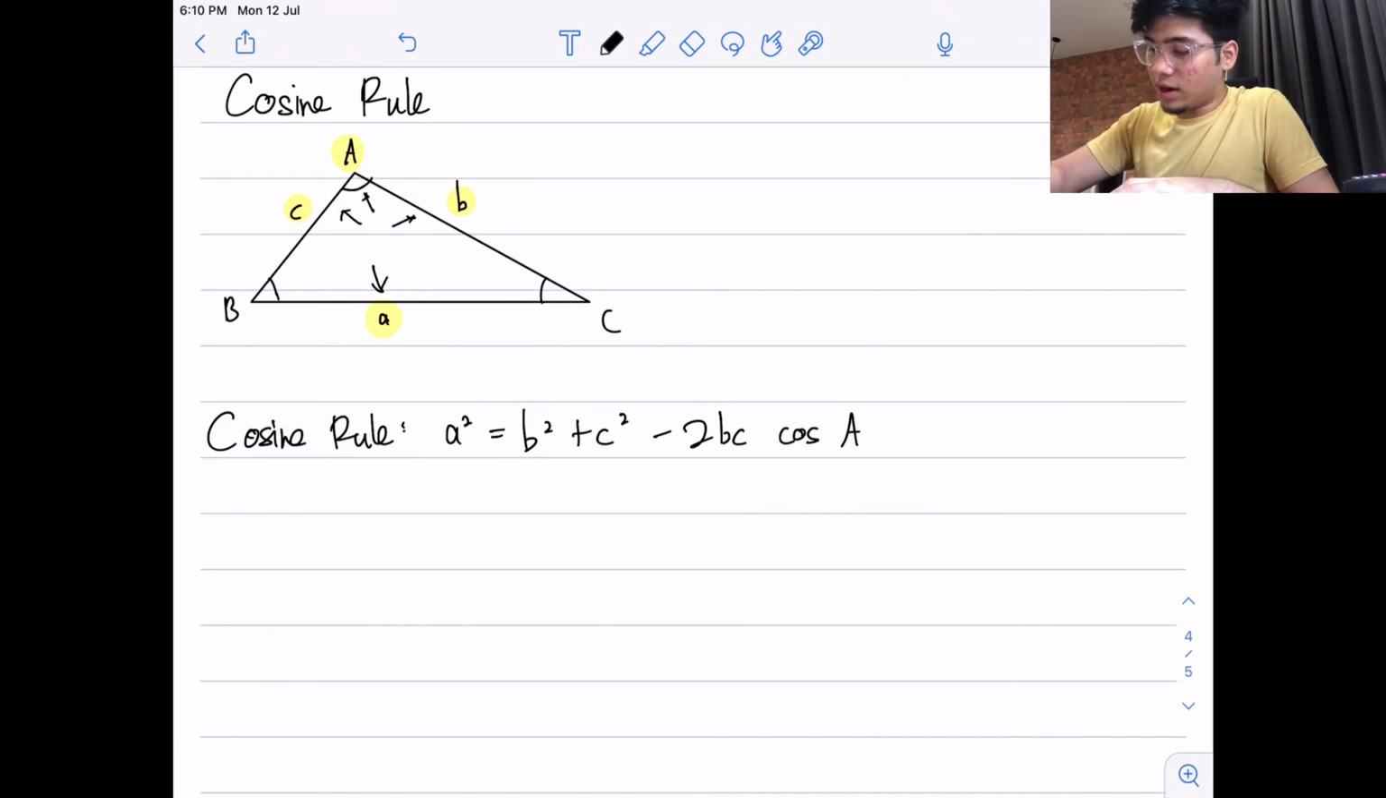So basically, to find this one side over here, you would have to use all three things over here. Now, I'll show certain situations in which you have to use cosine rule, because right now you don't see the necessity of it, right? Since we have sine rule from just now.